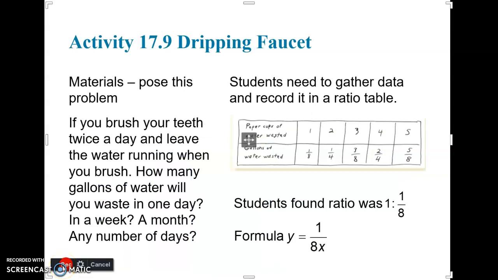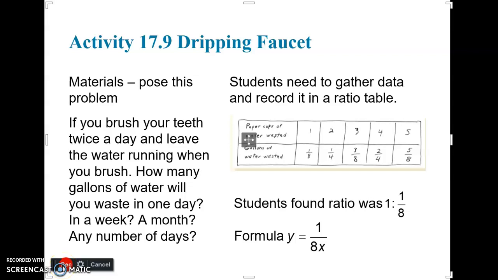Activity 17.9. Pose the following problems to students. If you brush your teeth twice a day and leave the water running when you brush, how many gallons of water will you waste in 1 day, 2 days, in a week, or a month, or any number of days? Invite students to gather real data if possible, or use a recommended time to brush teeth of 2 minutes. Ask students to explore the ratio of number of days to water wasted.